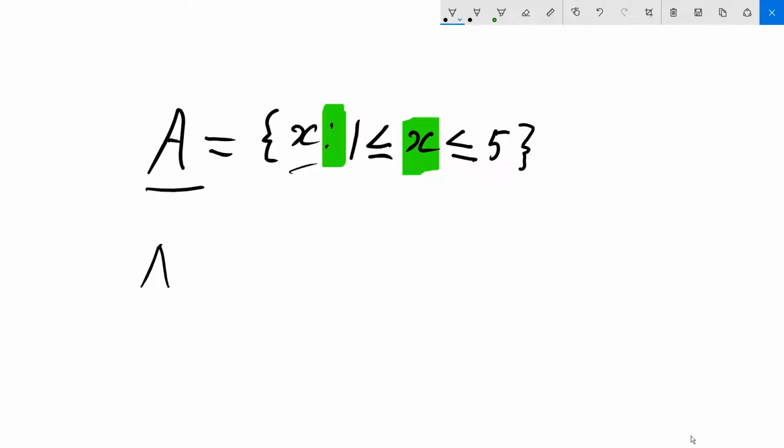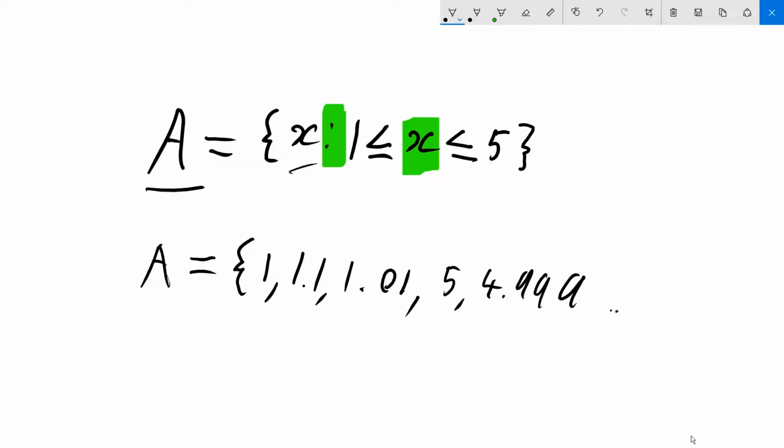So if I were to try and write this manually, 1, and then I'll do 1.1, but I've missed some, so as we go, 1.01, but that's still not small enough. And on the other end of the spectrum, I can have 5 and 4.999, etc. Everything imaginable in between those two numbers. That's all that this top line is saying.